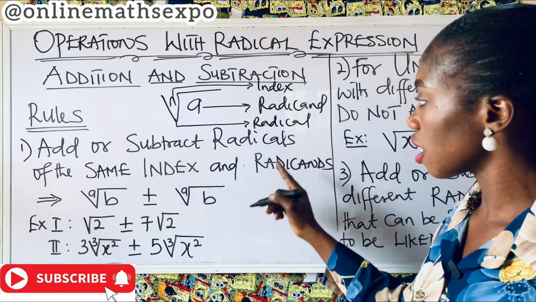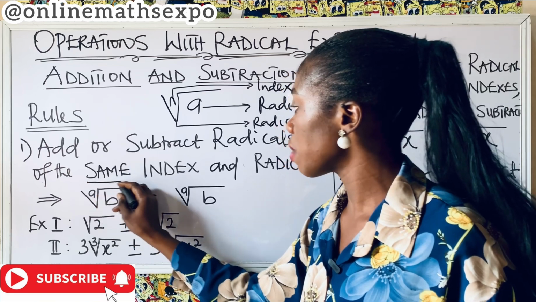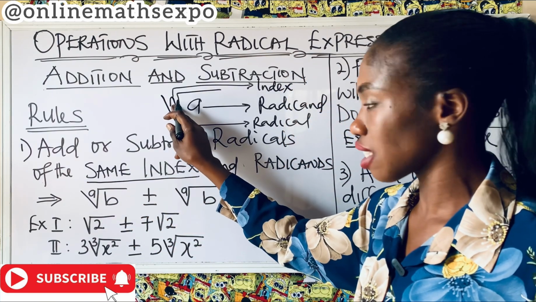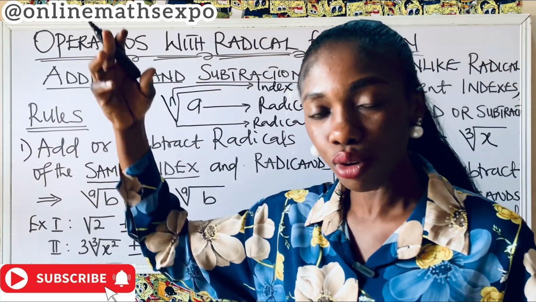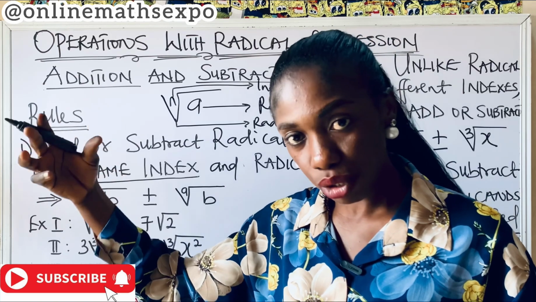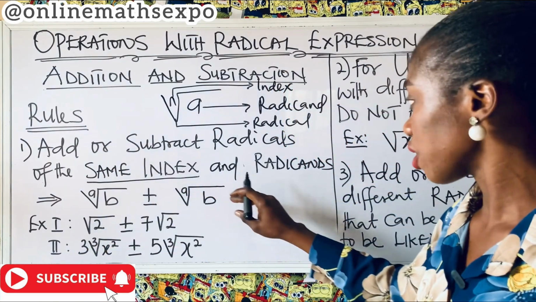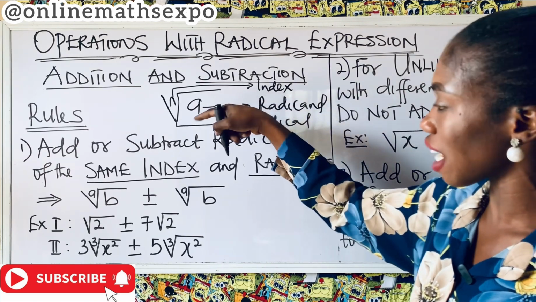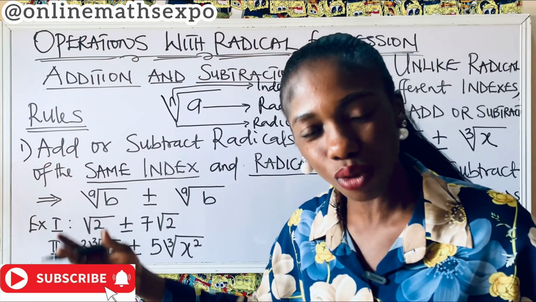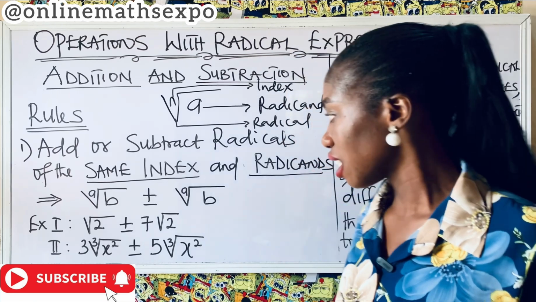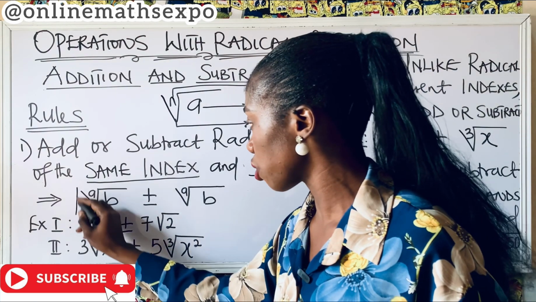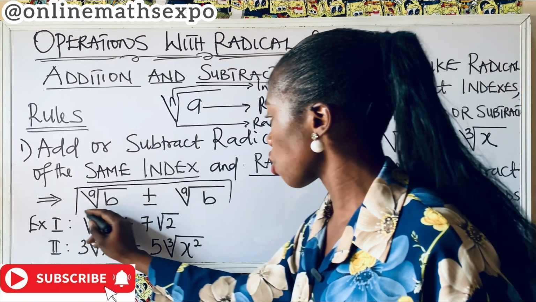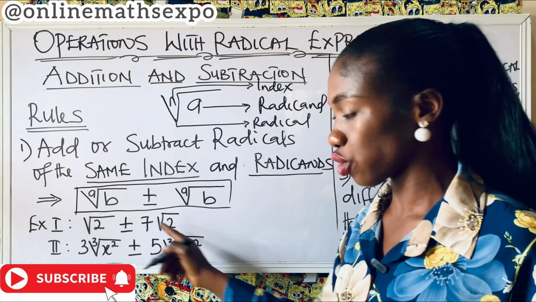So this rule is saying that if they are the same index, that means if what is here is the same in the two radicals you want to carry out an operation on, you can also ensure that their radicands are the same. That means the values inside are the same. Then you are free to add or subtract. Now this is the general definition, and this is going to be our examples to illustrate.